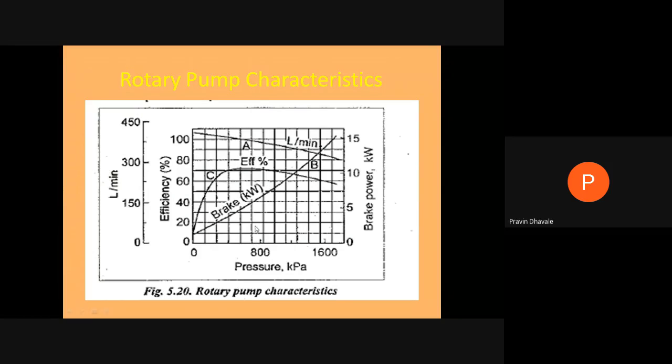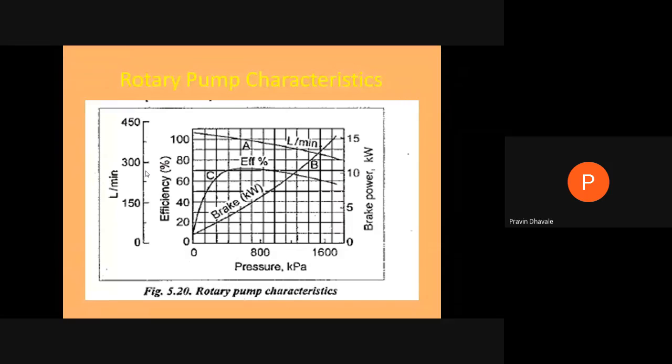At a certain discharge pressure, there will be a certain amount of efficiency. At this discharge pressure, this will be the brake power of this pump, and this will be the discharge of that particular pump at a particular discharge or at a particular efficiency. This will be the performance characteristics of a rotary pump.